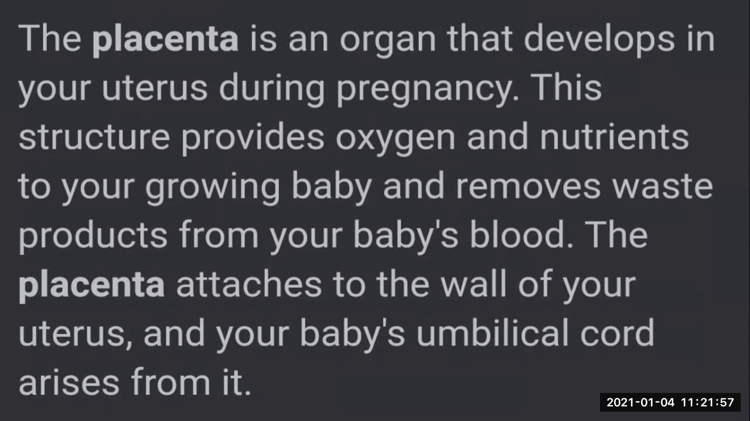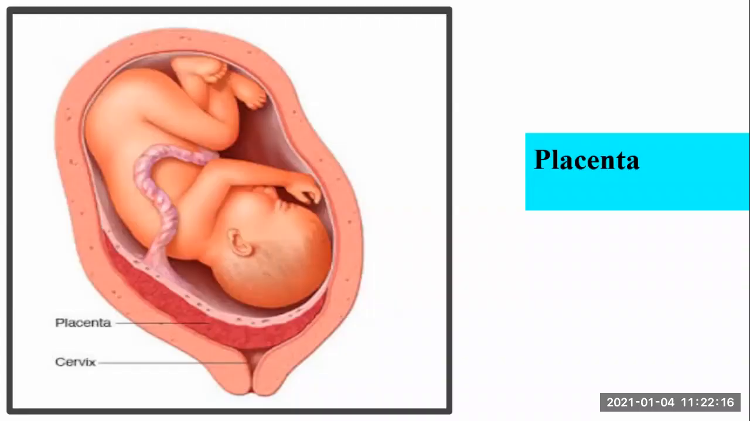Now, what is umbilical cord? The umbilical cord is a tube which is attached to the baby during pregnancy and which carries oxygen and food to the baby and carries waste material from the baby's body back to the placenta. So it's a connection between the placenta and the baby through the umbilical cord.